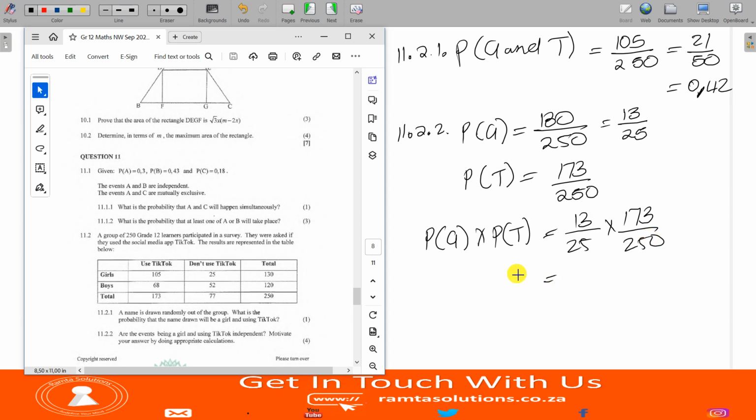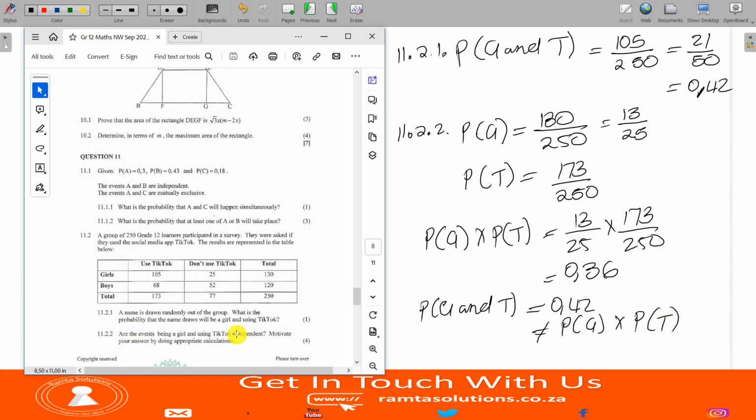We found that the probability that it is a girl and using TikTok is 0.36. Now, the probability of being a girl and using TikTok is equal to 0.42, right? Which is not equal to the probability that you are a girl multiplied by the probability that you are using TikTok.